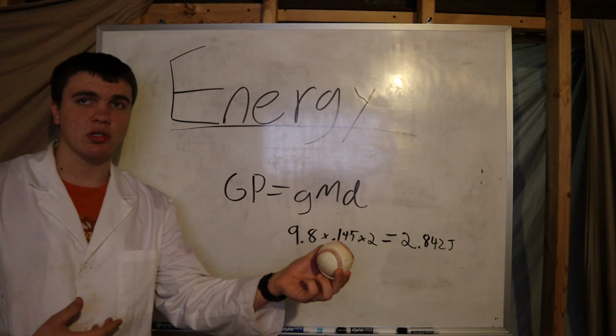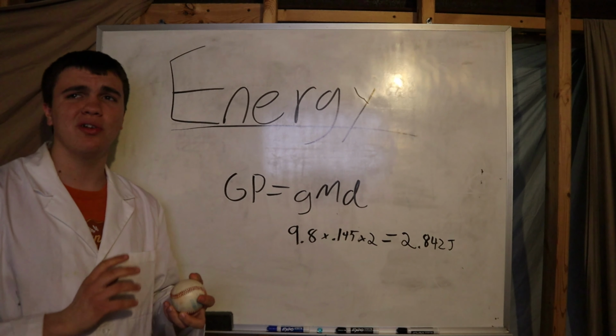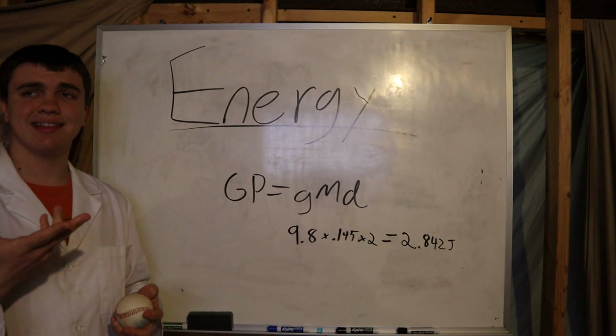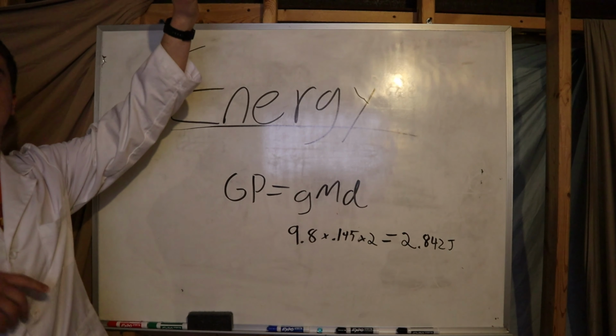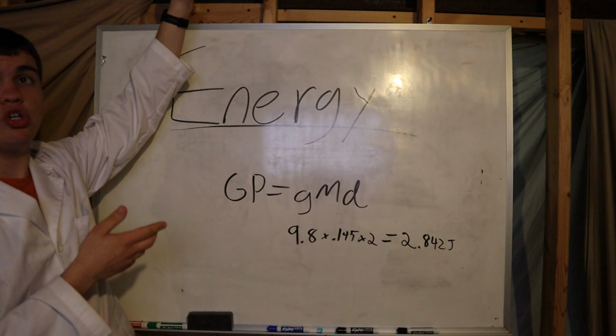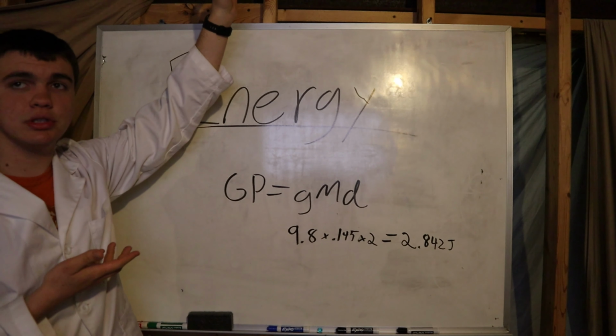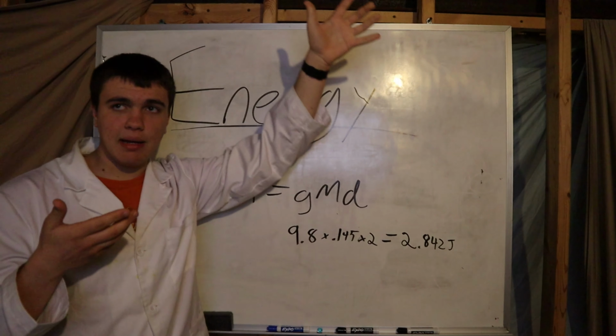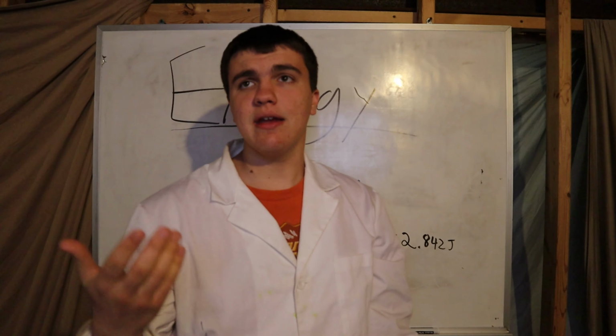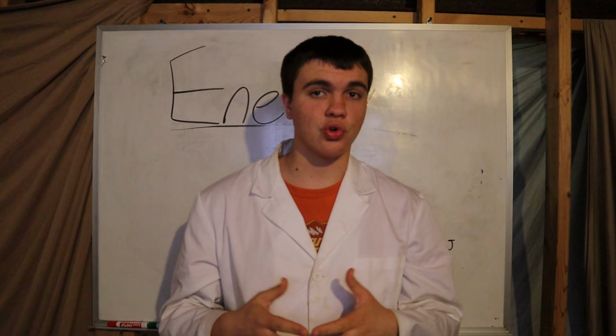Take this baseball, for example. It has a mass of 0.145 kilograms. Take that times 9.8 times its distance from the ground, 2 meters, and it has a potential energy of 2.84 joules. This number makes a lot of sense if we think about the units for joules.